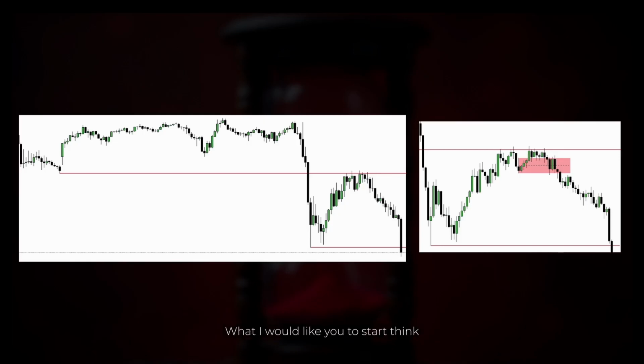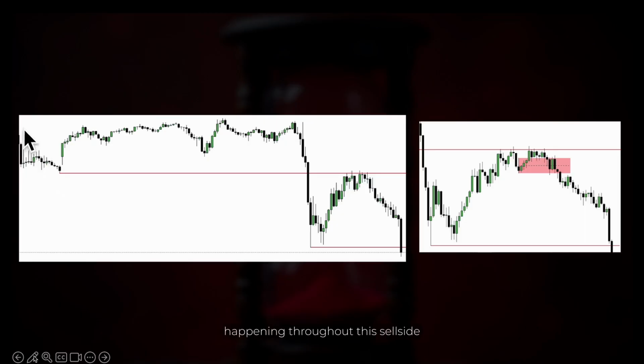What I would like you to start thinking about is why PD arrays work in the first place. When you start thinking about why PD arrays work in the first place, you come to realize that it's all to do with balancing out of specific ranges. And that is what we refer to as balanced price ranges. In this case, what you see is that the sell side of the curve takes place, where you can see that the market is repriced towards the downside.